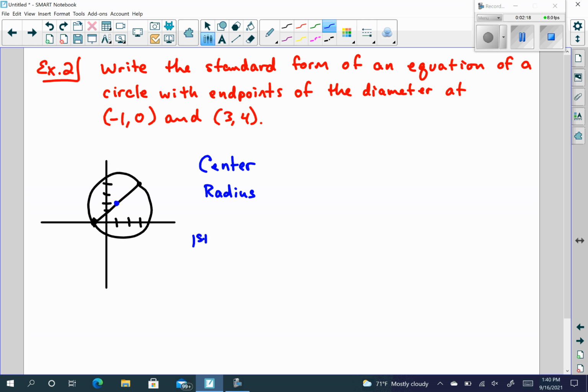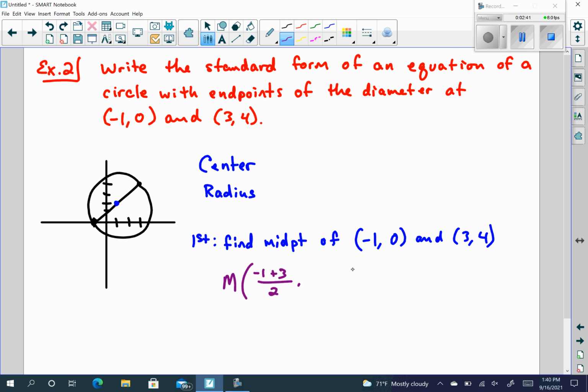So we'll say first, find the midpoint of the line segment with endpoints at -1, 0, and 3, 4. All right, so midpoint, if you remember, we're going to add our x values together. So -1 plus 3 divided by 2. We add our y's together, so 0 plus 4 over 2.